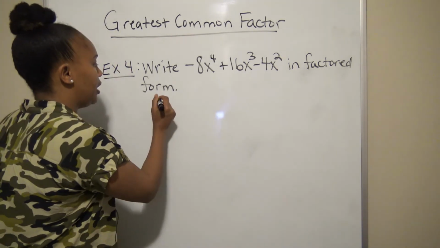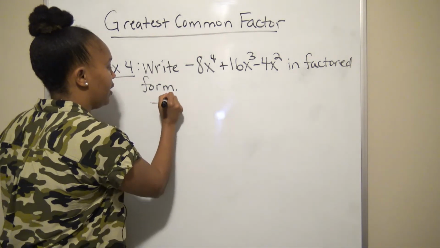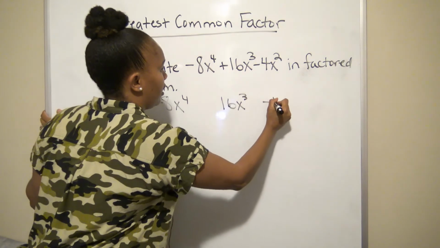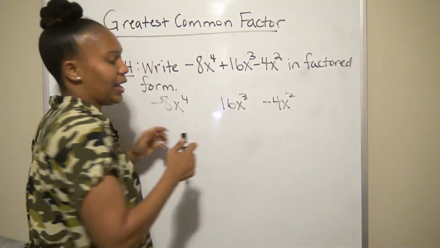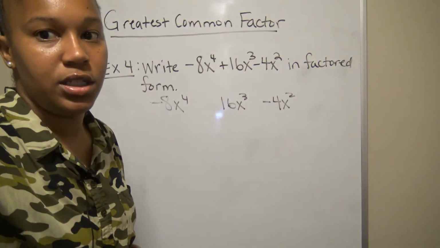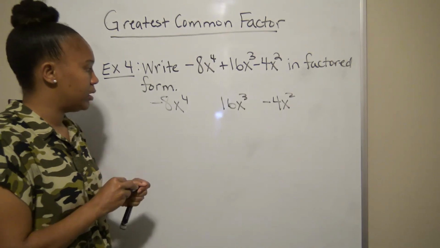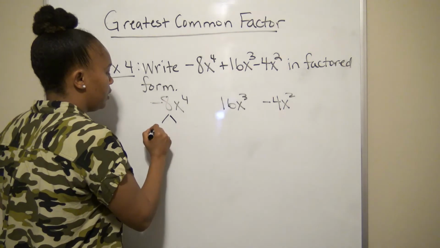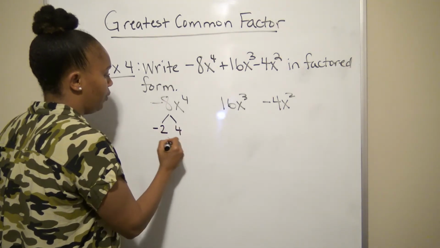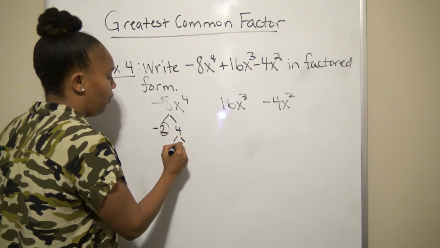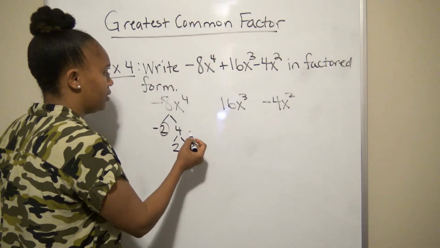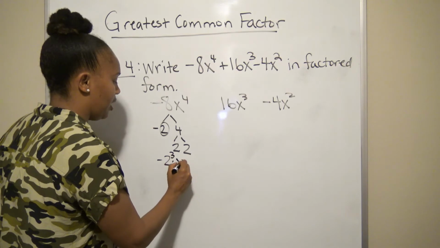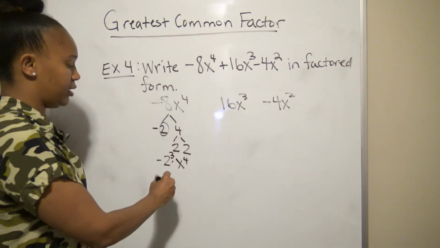So that means I need to look at each of these terms, negative 8x to the 4th, 16x to the 3rd, and negative 4x squared, and figure out what is the GCF of each of these terms. So 8 is negative 2 times 4. 2 is prime. 4 is 2 times 2. So this ends up being negative 2 to the 3rd times x to the 4th. That's what this one breaks down into.